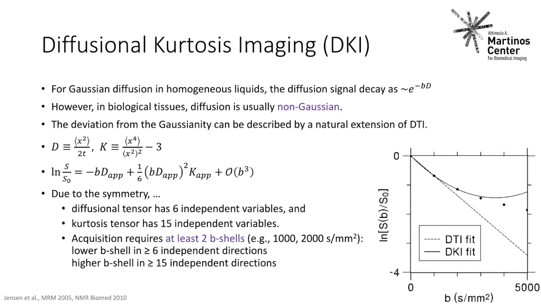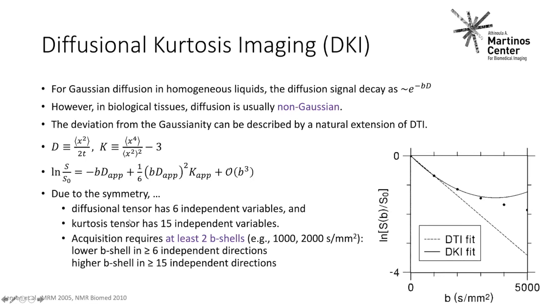So for Gaussian diffusion in homogeneous liquids, the diffusion signal decays as exponential of minus bD. However, in biological tissues, diffusion is usually non-Gaussian. And the deviation from the Gaussianity can be described by a natural extension of DTI. So here we can see there's an additional term with a variable called K. So K is the kurtosis. And due to the symmetry of the diffusion tensor and kurtosis tensor, the diffusion tensor has 6 independent variables, as we introduced, and the kurtosis tensor has 15 independent variables.